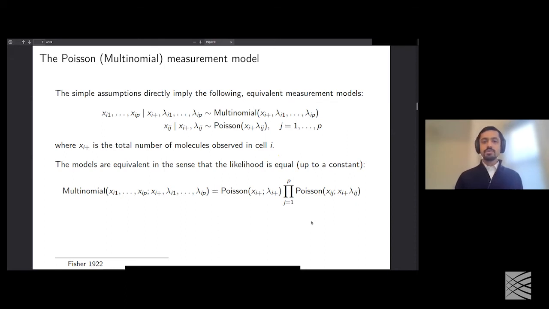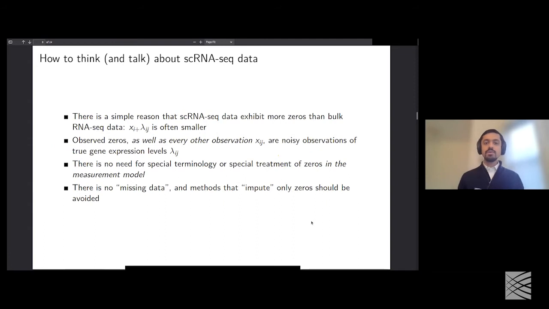So first, if we take this measurement model as a relatively accurate description of the measurement process, then there is a simple reason that there are lots of zeros in single-cell RNA-seq, and many more zeros than appeared in bulk RNA-seq. And the reason is that this rate parameter of the Poisson, xi plus times lambda ij, is often smaller in single cells than in bulk.